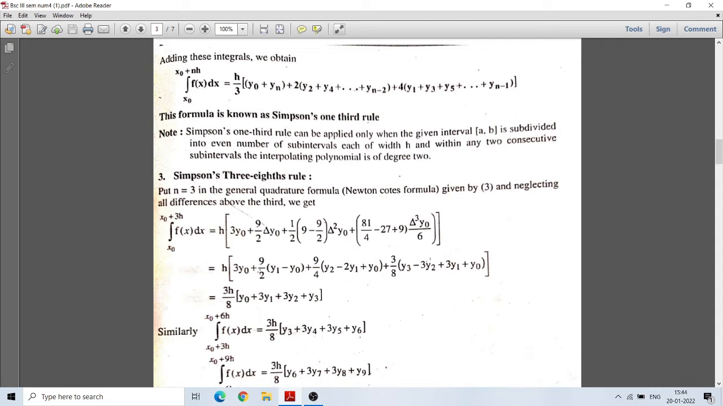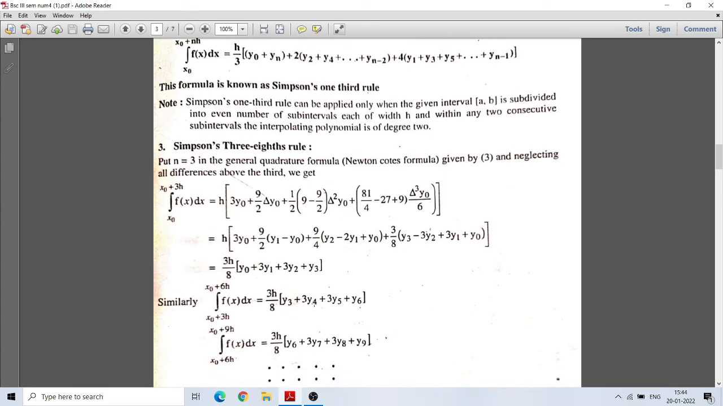9 12s are 108, y1 minus y0, and so on like this we will get. Then after simple mathematics, what you have to write: after taking the LCM, we write y0 terms together, y1 terms together, y2 terms, y3 terms. There is some simple mathematics, some addition, subtraction. Then after doing that, we'll get 3h by 8, y0 plus 3y1 plus 3y2 plus y3.